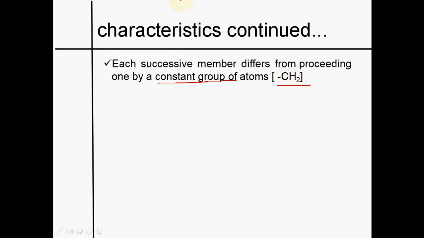If we observe methane, CH4, the first member of the alkanes, and the second member of the alkanes, C2H6, the difference is that here we have one carbon, here we have two carbons. So already the difference between the two molecules is that carbon. In terms of hydrogen atoms, there it's 4, there it's 6, so the difference again is 2.